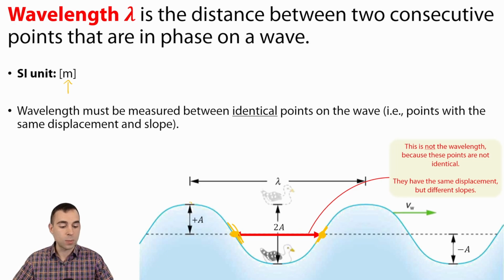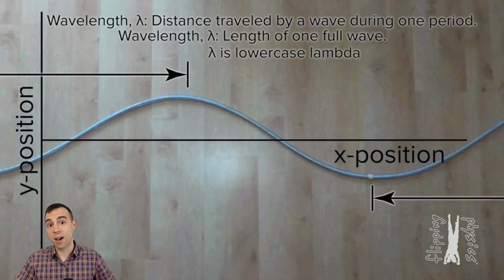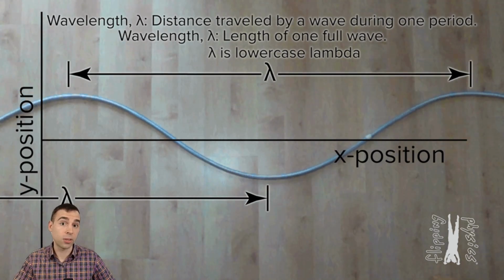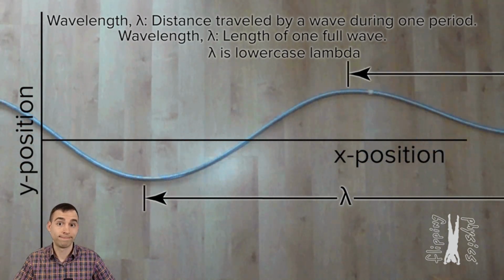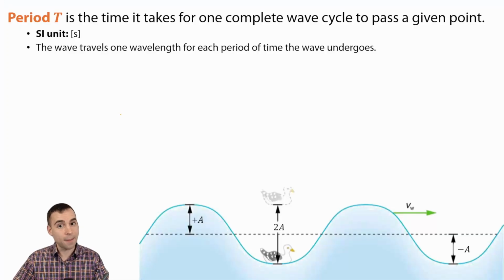The wavelength has to be measured either from peak to peak, or trough to trough, or from equilibrium position to equilibrium position, making sure that both points are identical. Here we see the wavelength of a wave that is traveling through a string under tension. The period is the amount of time that it takes to complete one full wave cycle, and this will be measured in seconds for the standard units. Every time that the wave undergoes one period, it travels one wavelength.